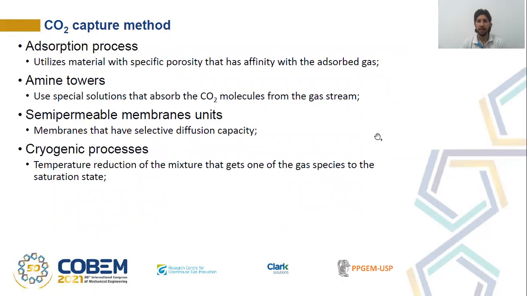For capturing the carbon dioxide, we have four methods listed here. The first one is the adsorption process, which utilizes material with a specific porosity that has affinity with the adsorbed gas. Amine towers use special solutions that absorb the carbon dioxide molecules from the gas stream. We also have semi-permeable membrane units, which use membranes that have selective diffusion capacity, and the cryogenic process, in which the temperature reduction of the mixture brings one of the gas species to the saturation state.